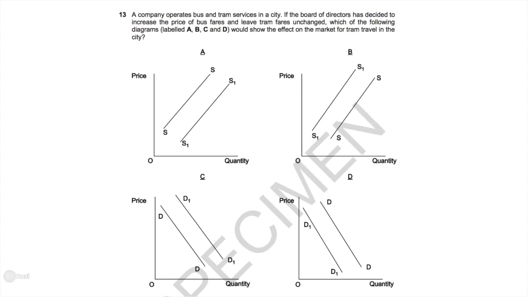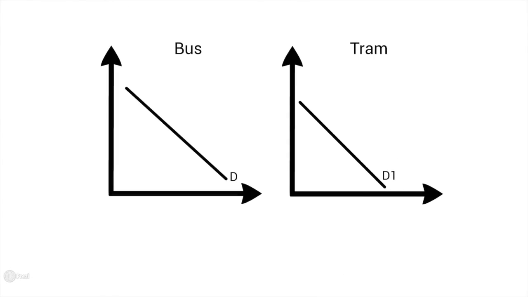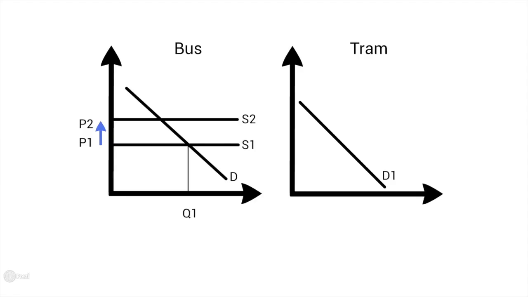So here we have two demand curves for bus and tram services. For the bus service, we'll assume that it starts at P1, and supply here will be perfectly elastic, meaning that they'll supply any amount that is demanded at this price, P1. This leads to a quantity of Q1 being demanded of bus services. They then raise the price from P1 to P2, so supply moves up, and this causes a decrease in the quantity consumed of buses.